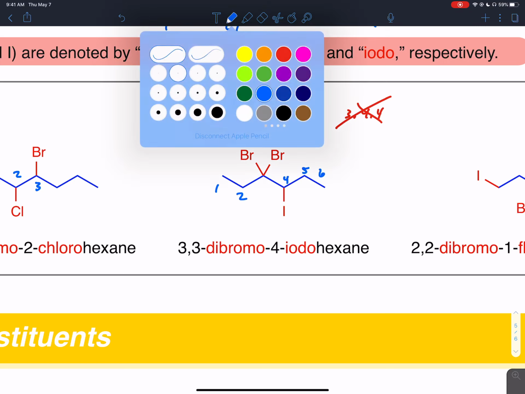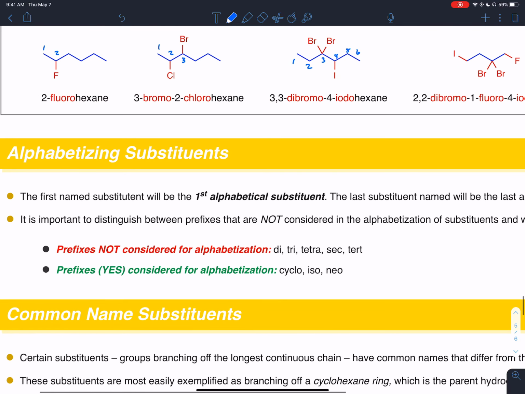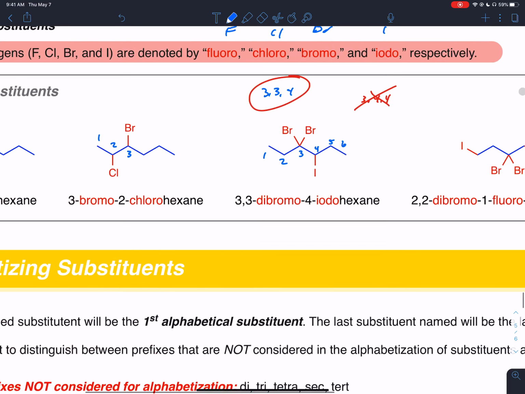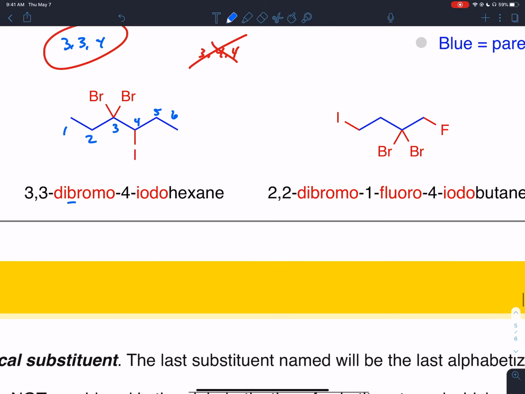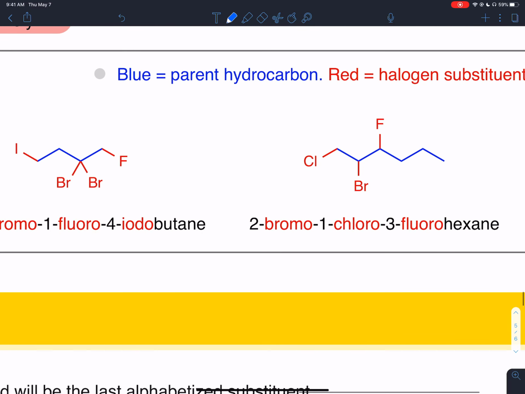You would then name the bromines first, and what's interesting here is that di is actually not considered for alphabetization, and we're going to be talking about that in another video. But those prefixes di, tri, tetra, sec, and tert are not considered when you alphabetize. Therefore, it is actually the B that we are considering. So we say 3,3-dibromo-4-iodohexane, to denote the iodine. And here are just a couple more examples. I want you to talk yourself through these examples.